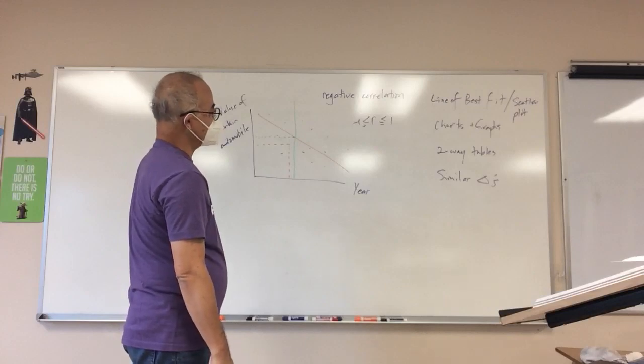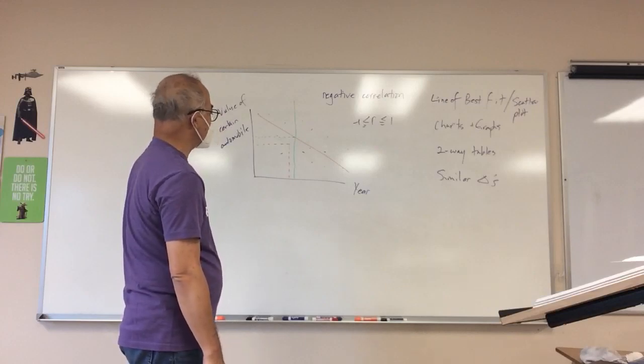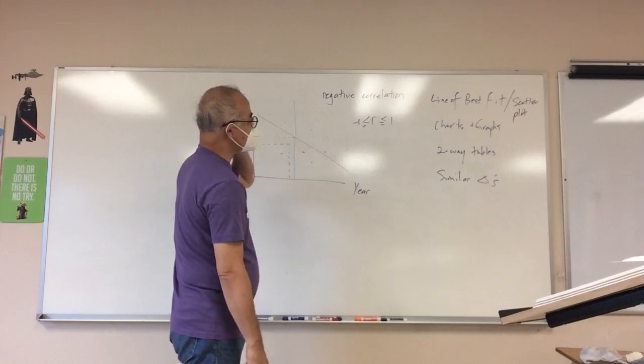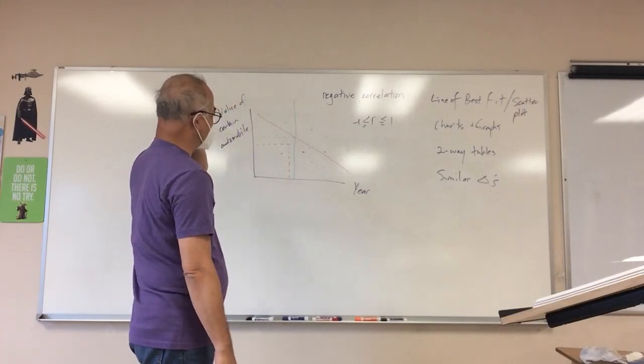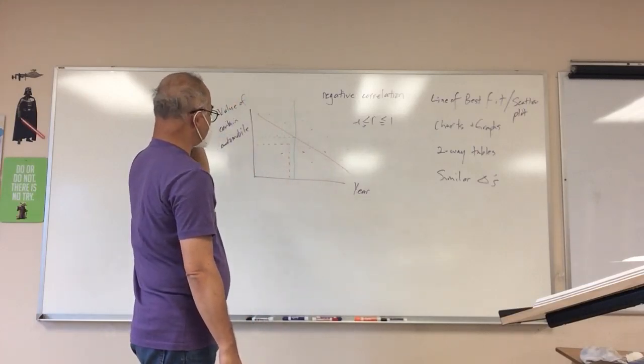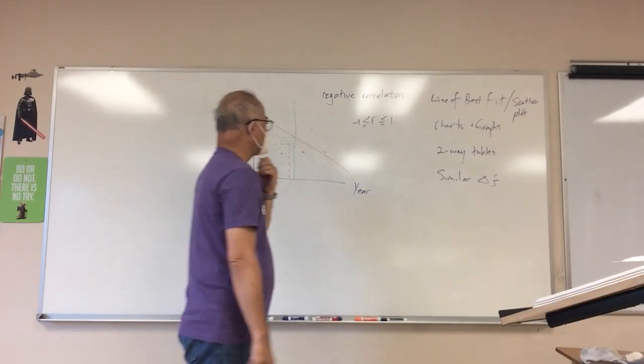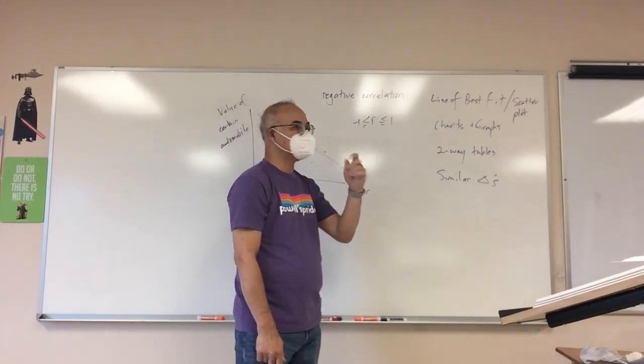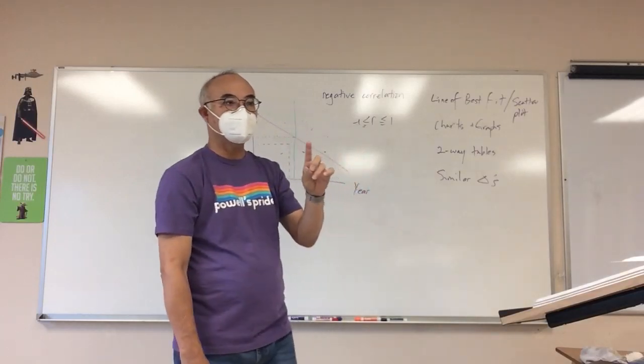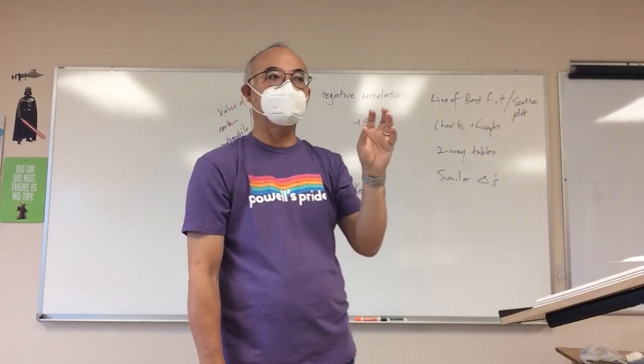Let's see. Scatter plot. We talked about scatter plot. Scatter plots are these little points here. Line of best fit. Okay. So, is there just one line of best fit? Or are there many? Or how does that work?